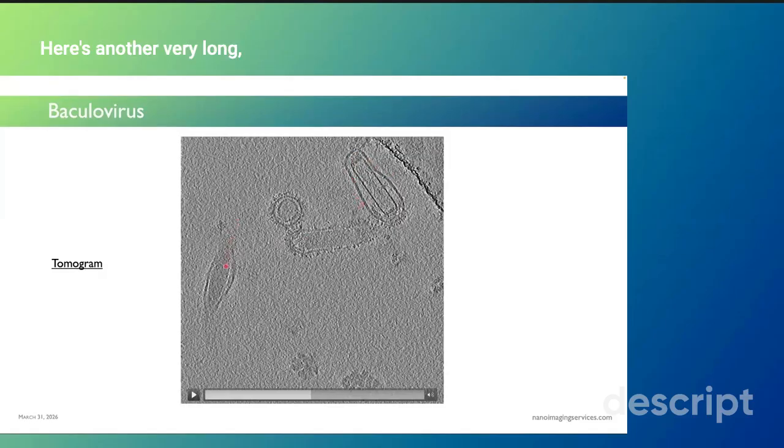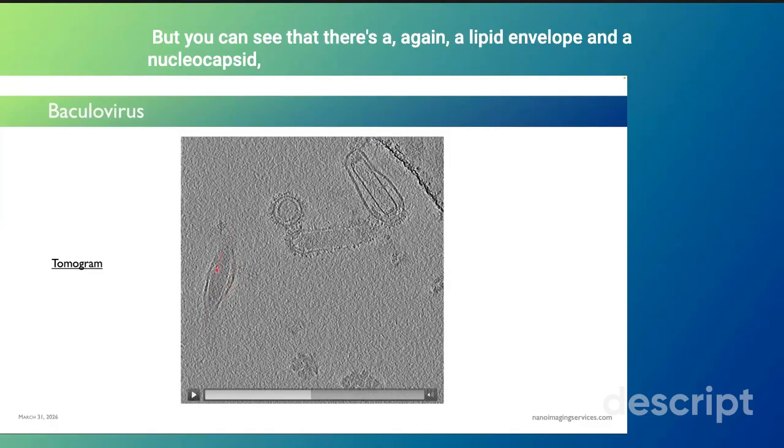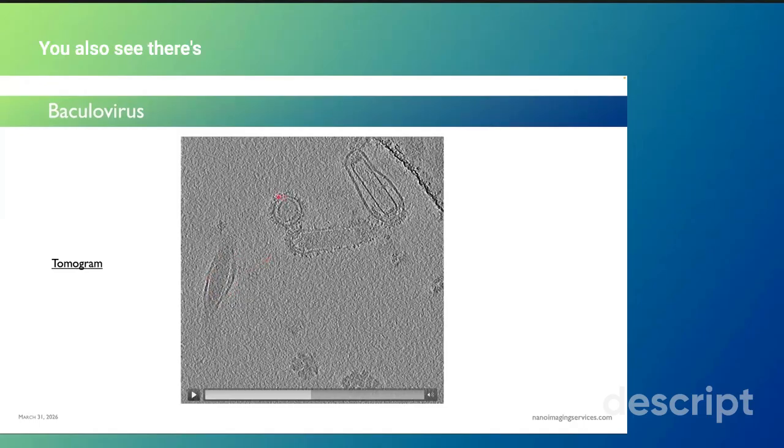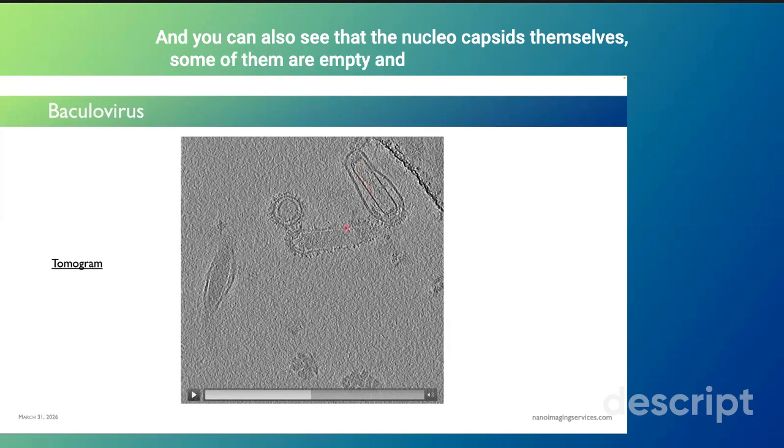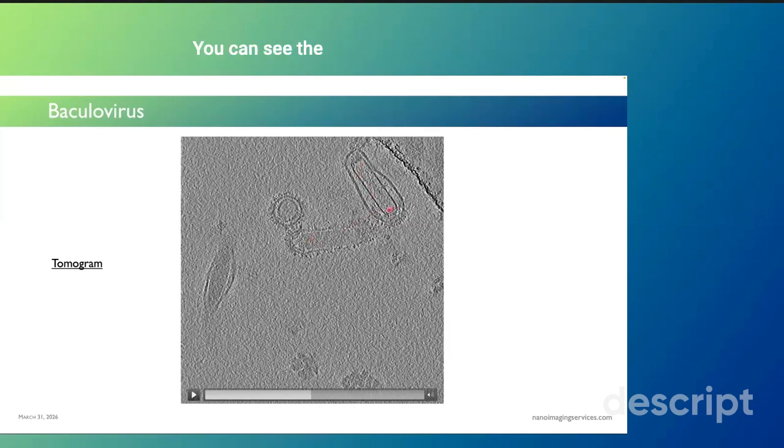Here's another very long virus particle that is obliquely oriented through the volume, but you can see that there's again a lipid envelope and a nucleocapsid, and most of the envelope is devoid of spikes. You also see there are liposomal particles, small round particles that have lots of spikes. And you can also see that some of the nucleocapsids are empty and some of them are dense. You can see the end caps on the nucleocapsids.